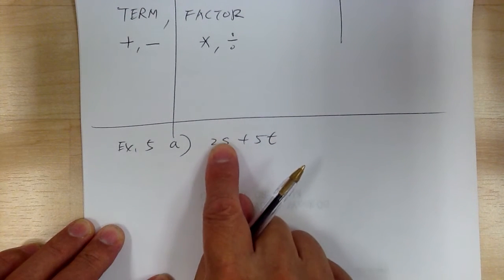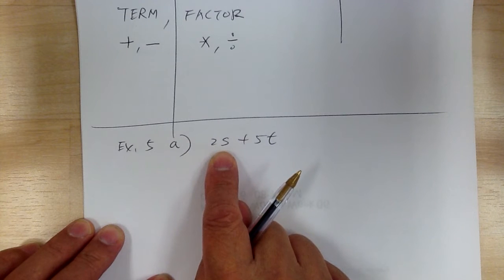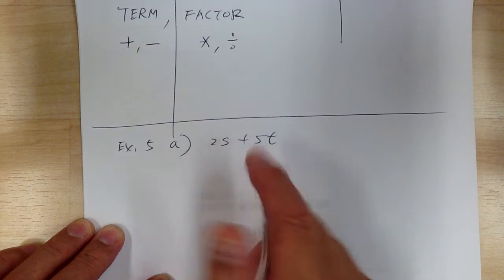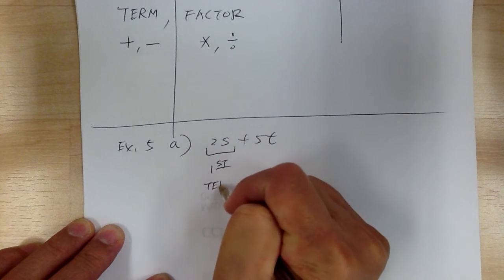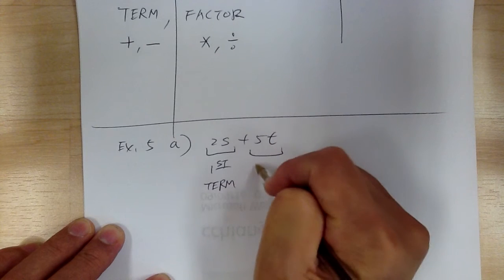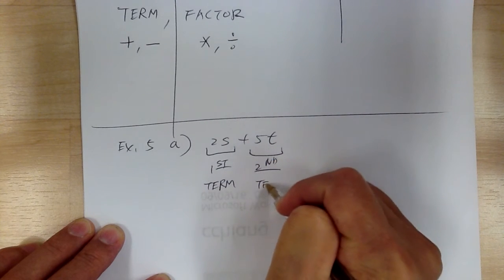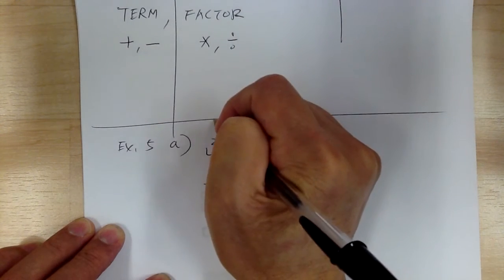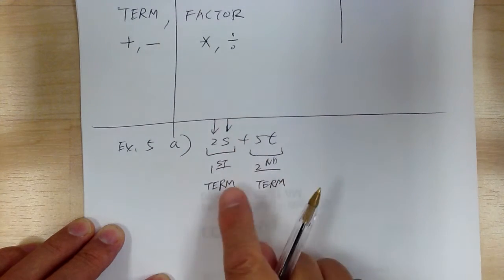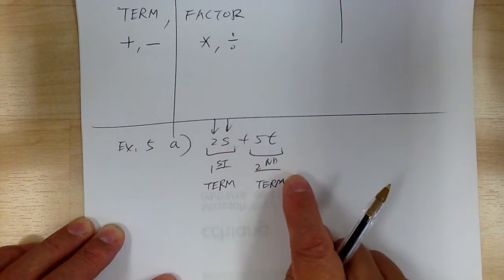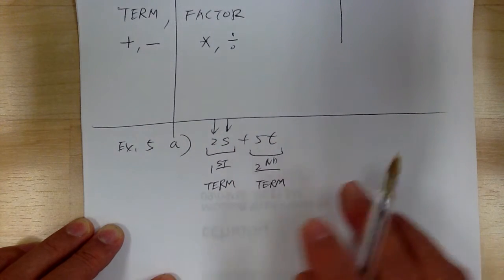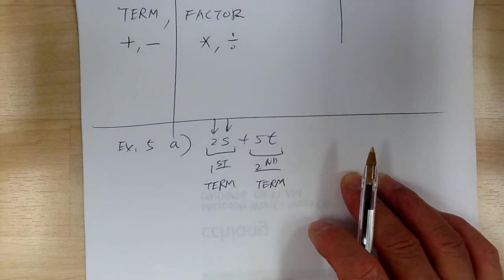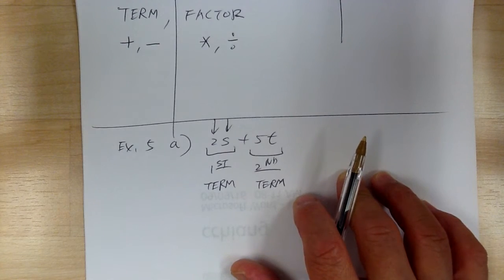Now notice the first term has two factors, right? You got 2 times s. So this is your first term, and this is your second term. And these are your factors. So the first term has 2 factors. The second term has 2 factors. Again, these are multiplications. So when you have multiplication, that means it's a factor. When you see addition, that is the term.